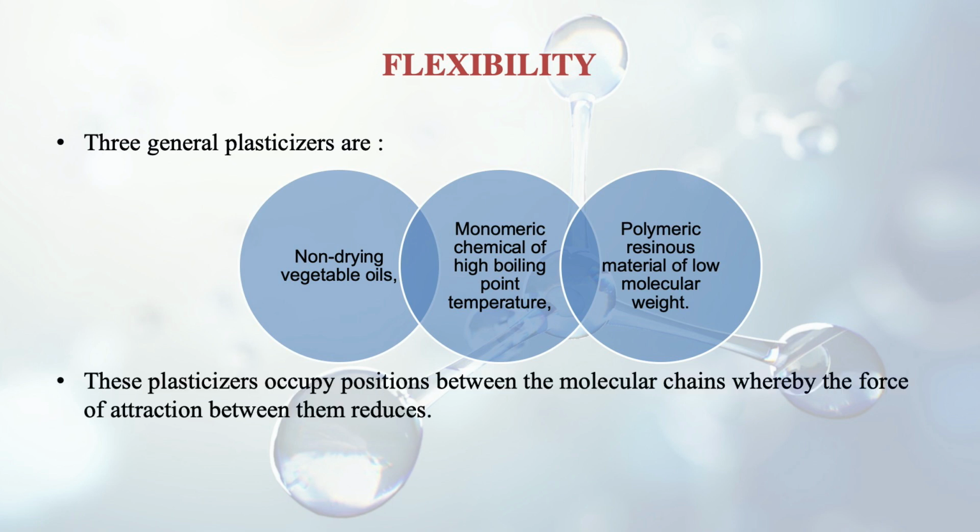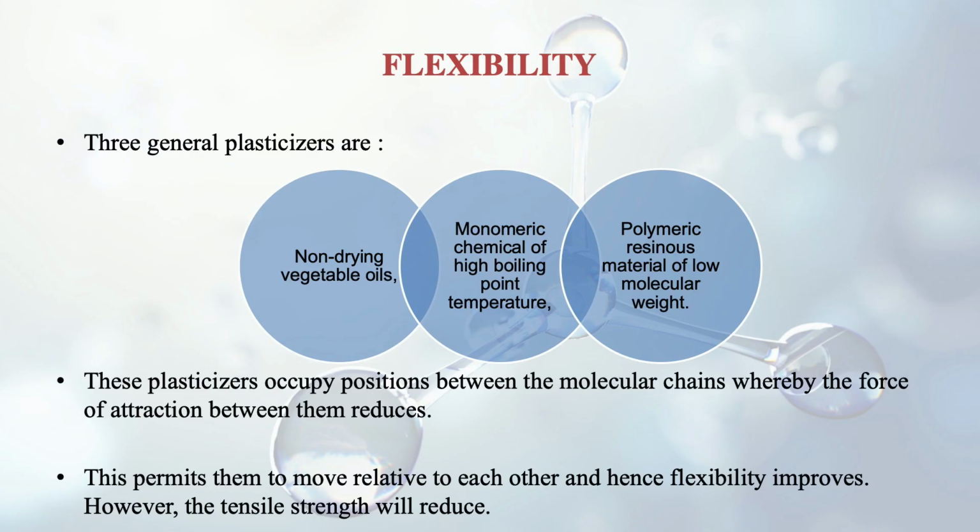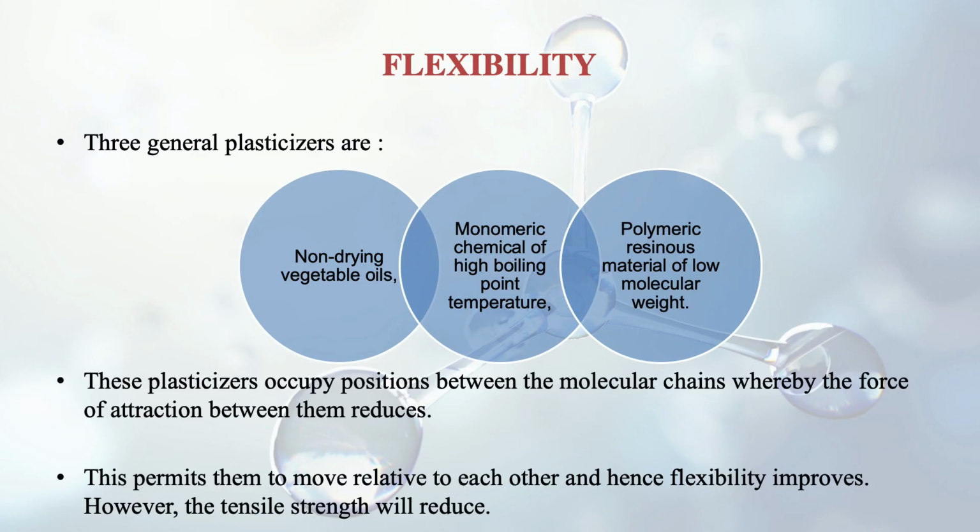So these plasticizers occupy positions between the molecular chains. There are chains and they will occupy the position between them. What will happen due to this? The force of attraction between the molecular chains of the polymers will reduce. So then it becomes obvious that more flexibility will come in and brittleness will reduce. This will permit them to move relative to each other. The molecular chains, due to lesser intermolecular forces, will be able to move against each other, and thus flexibility will improve. But there is a fall in the tensile strength.